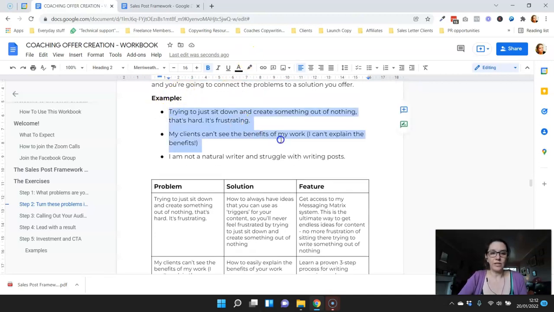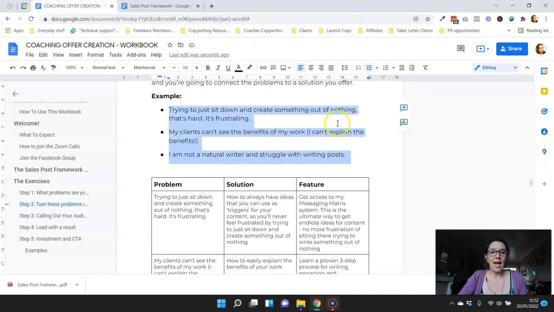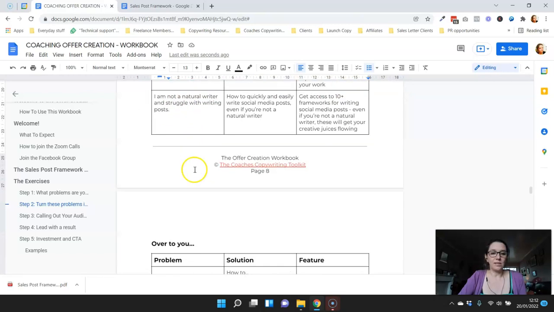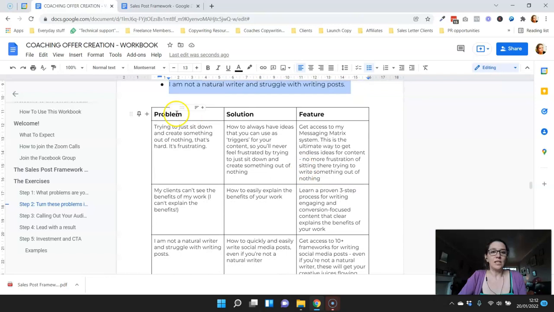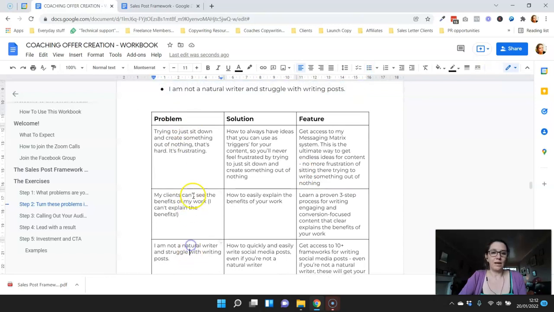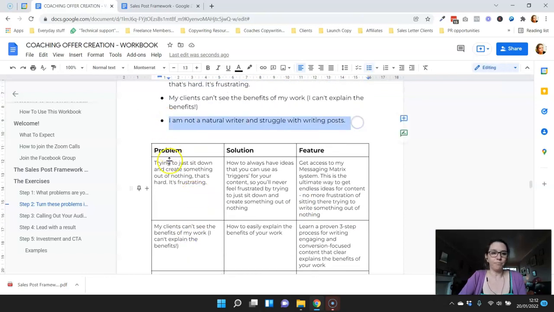So going back, these were the three examples that I had. And I've got a table here, so you can fill this out and do this exercise yourself. So just put the 3 problems here on the left. So literally just copy paste them in. And then looking at this first one, this was the problem that this person said: when trying to just sit down and create something out of nothing, that's hard. It's frustrating.